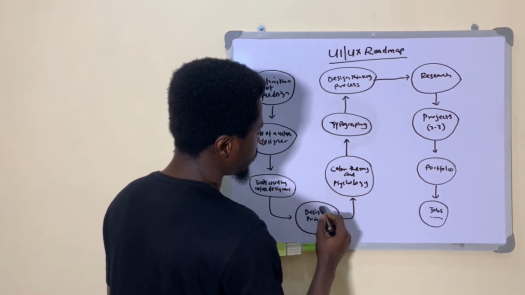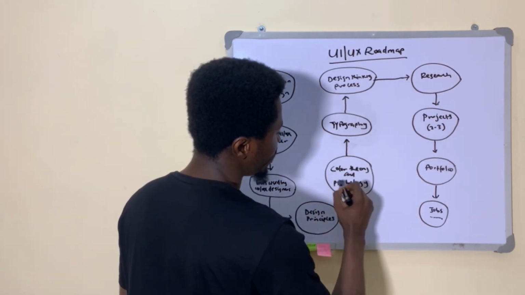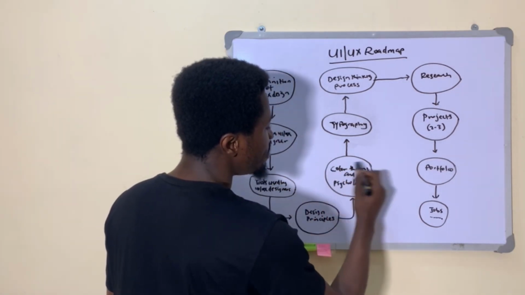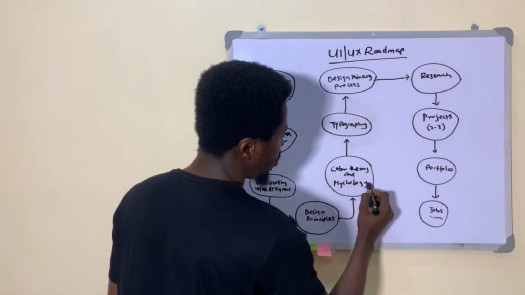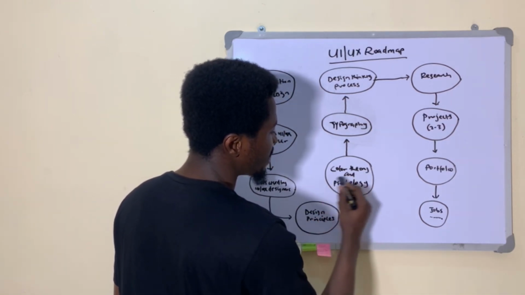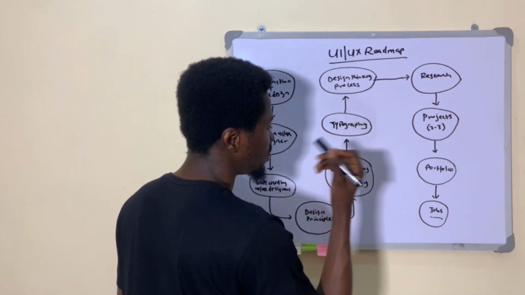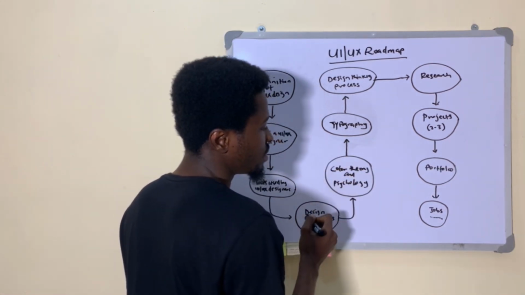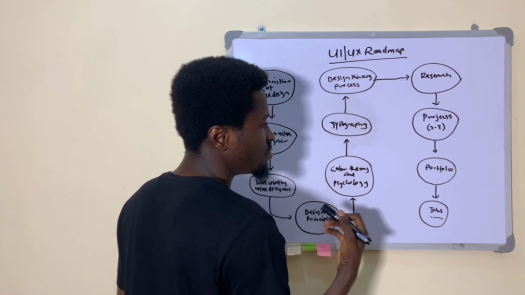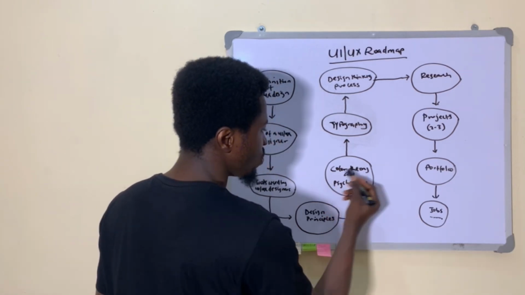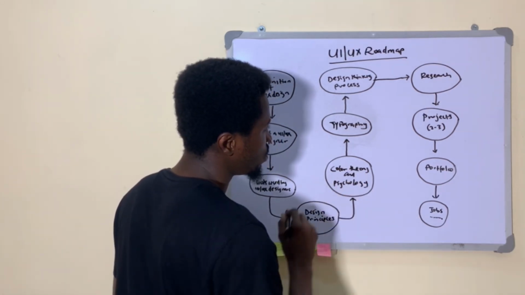After learning design principles, you move over to color theory and psychology. Here you learn the basics of color and the psychology behind whatever color you decide to use for your project. If you pick red, for instance, you need to know the psychology behind that red color you picked. The red color signifies boldness, authority, so you should know the psychology behind the color you pick.